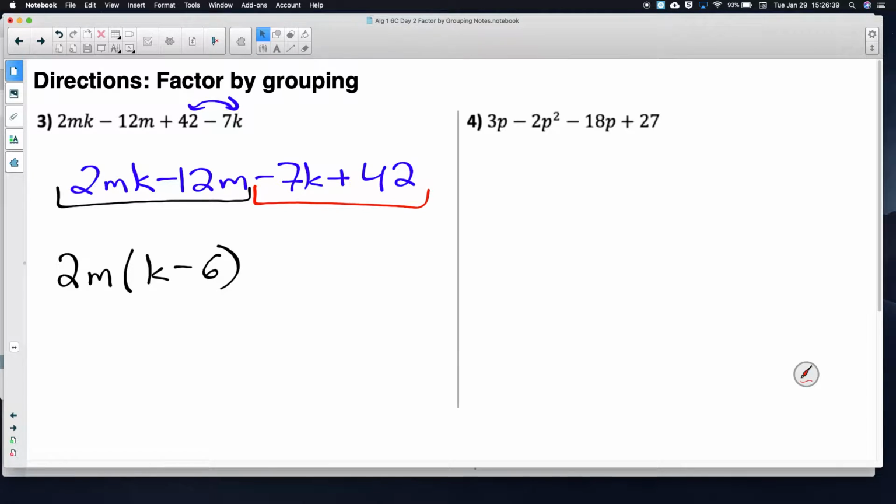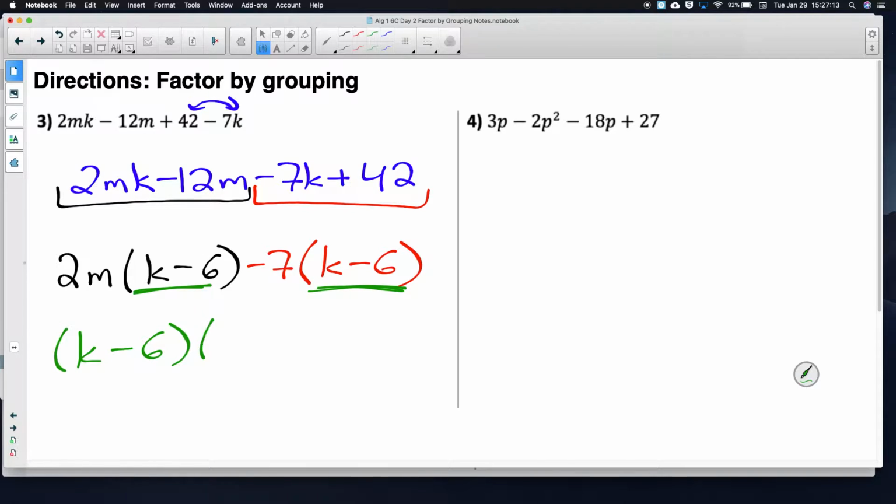Now, my second group, I look for the GCF between negative 7k and 42. Well, my GCF there is negative 7, and I'm left with k minus 6. At this point, do your quick mental check, distribute that back in. Make sure you end up with what you started with. If you're good to go, then you did that step correctly. Now we can notice that they each share a k minus 6. So let's factor out k minus 6. What am I left with? 2m minus 7.